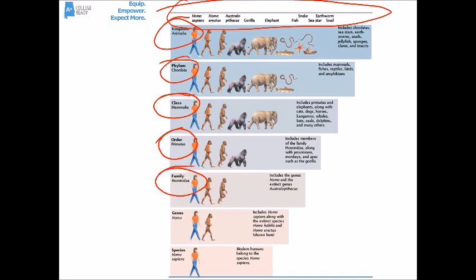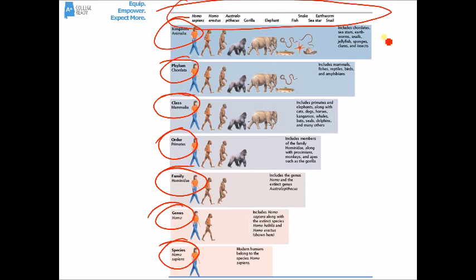Then we get to the family, Hominidae. These are primates that can walk upright. We get to the genus Homo. So these include modern men and some of what we might call cavemen, like Homo habilis and so on. And then finally, we get down to Homo sapiens, which is our specific species for modern human beings. And we are the only organisms in that species.